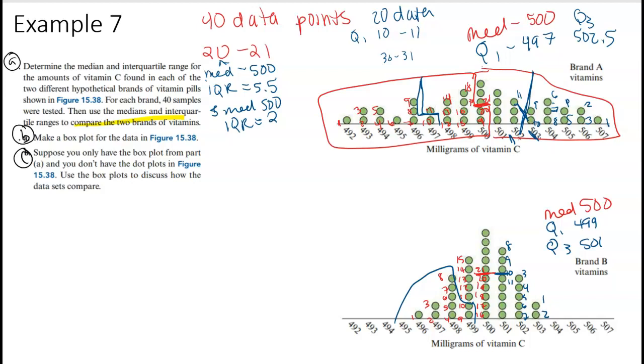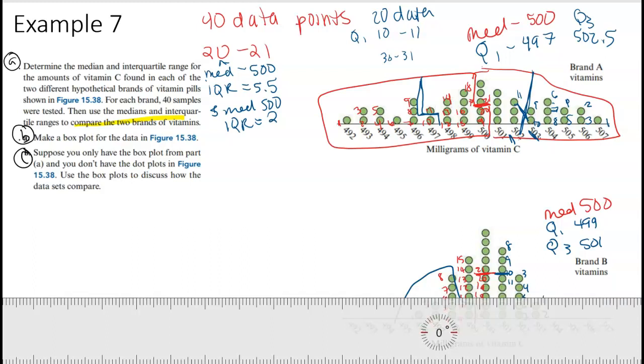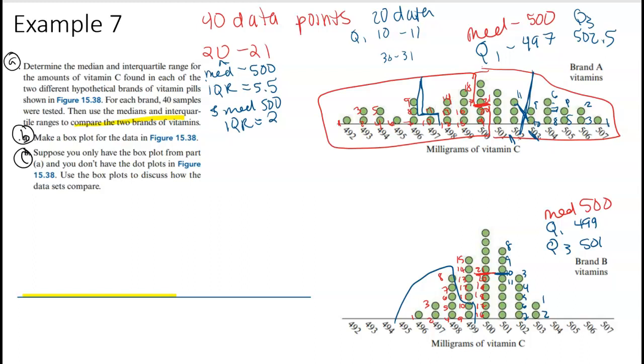Now it wants us to make a box plot. So let's start with our number line. We can see we go from 492 to 507. So let's make it a whole number. Let's say 490, 495, 500, 505, 510. All right, so let's start with A. For A, our lowest value is 492. Our Q1 is 497, our median is 500, our Q3 is 502, and our highest value is 507.